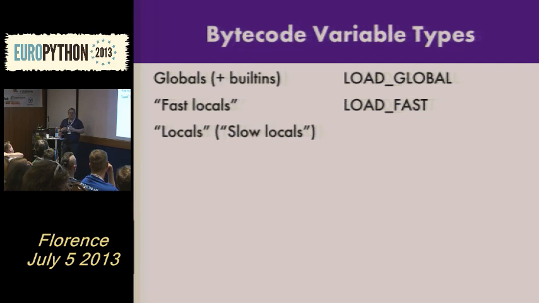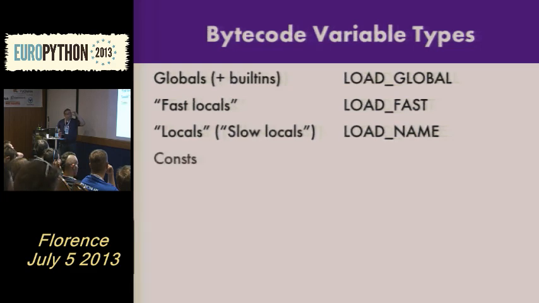And this is still the mechanism that's used for class variables, class members, for module level things, and for variables inside of an eval. And you load and store those using load name. And again, the index here is an index into the names array.